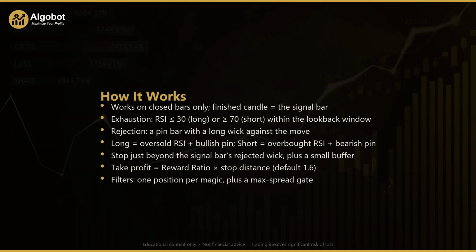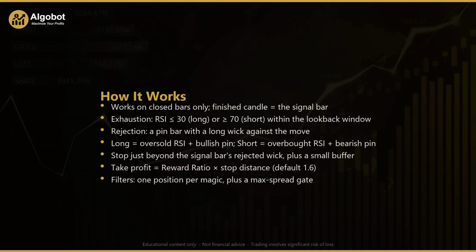Let's walk through the exact logic, step by step. The expert advisor works on closed bars only. Once a bar closes, that finished candle becomes what the code calls the signal bar, and the strategy evaluates it. First, it checks momentum. It looks back over the most recent RSI readings, a window set by the extreme look-back parameter, which defaults to 3 bars.